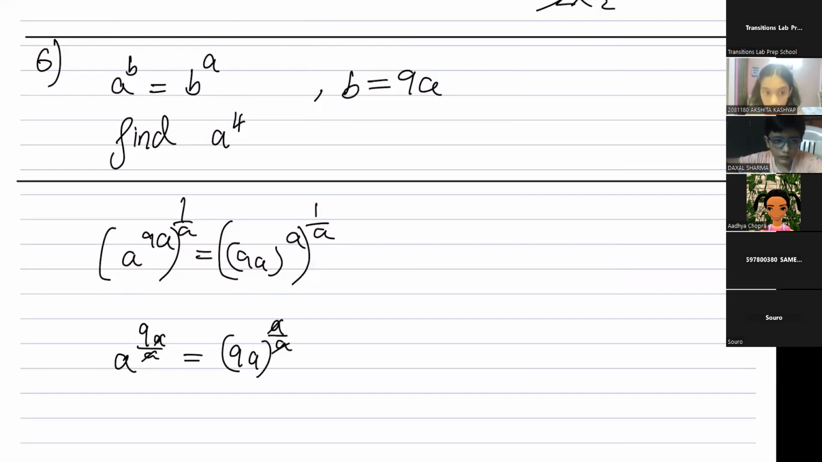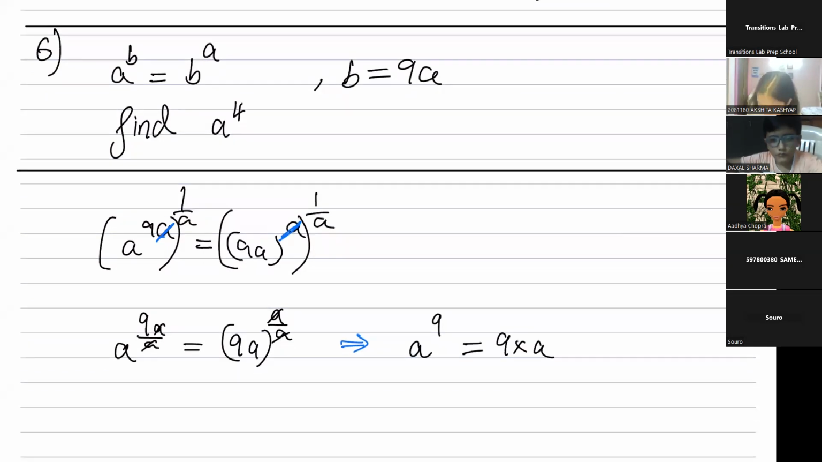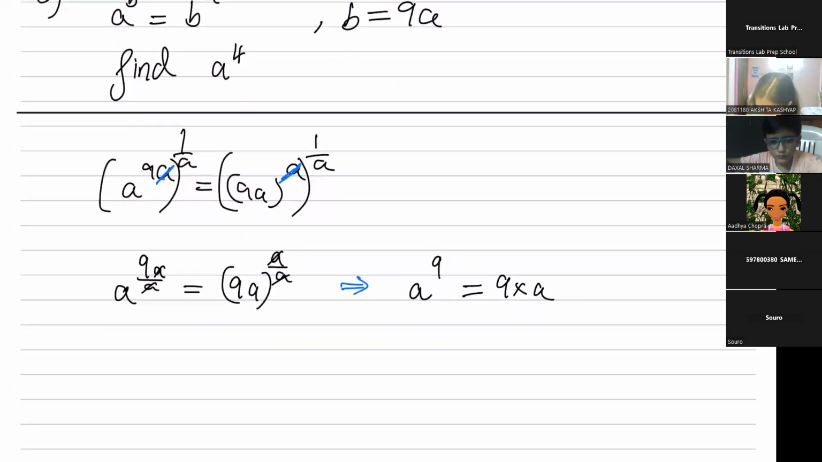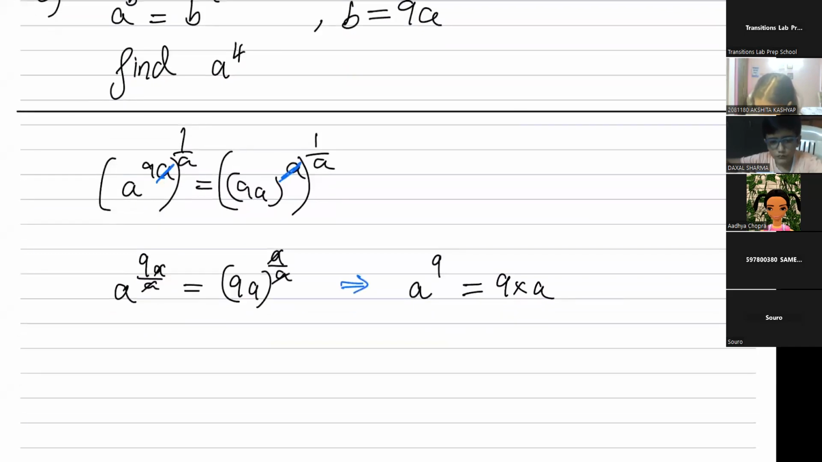What I can directly do otherwise also is cancel these a's from here and here. In the end I'll be left with a to the power 9 is equal to 9 times a. Again, I can cancel one a from both sides, and I'll be left with a to the power 8 is equal to 9. Taking a root over here gives a to the power 4 is equal to 3.